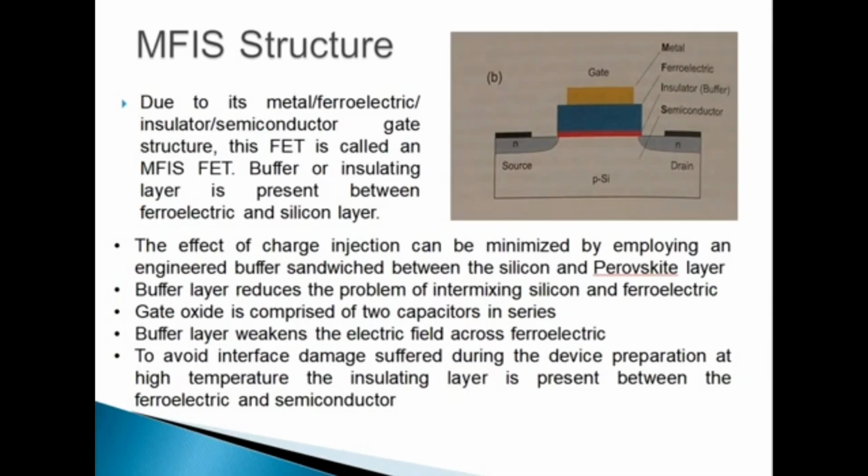Next, the gate oxide is comprised of two capacitances in series. First capacitance is due to MFI and the second is due to the gate structure. To avoid interface damage suffered during the device preparation at high temperature, the insulating layer is present between the ferroelectric and the semiconductor. And one more, I missed it, buffer layer weakens the electric field across ferroelectric.